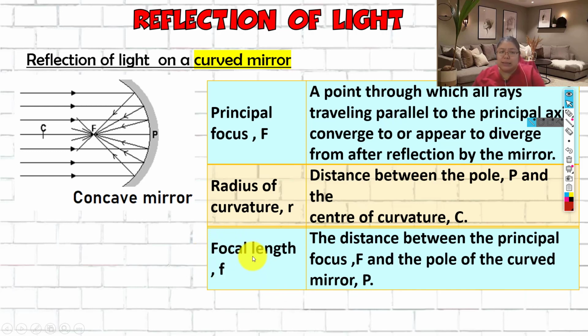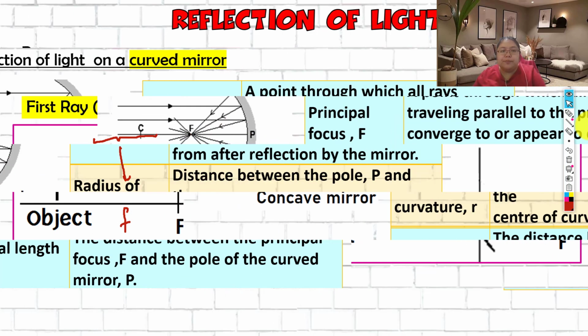Now the important part is the focal length. The focal length, which we label with a small f, is the distance between the principal focus, the capital F, and the pole. So from P to F, we label this as the focal length. I'll draw it here: from F to P, we label this as small f, the focal length.